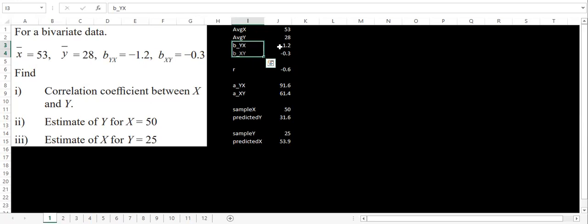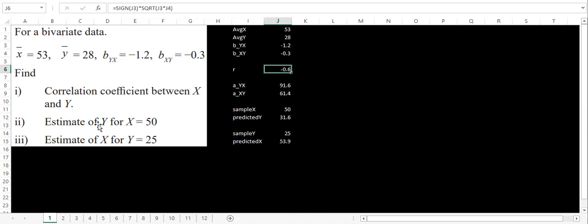So if both of them are negative, I'll have a negative sign, and this quantity is the geometric mean of 1.2 and 0.3. You can calculate that it comes out to be 0.6. Obviously, because both of these are negative, I'll put a negative sign up front. So that's the correlation coefficient, negative 0.6. We need to estimate y for x equals 50.